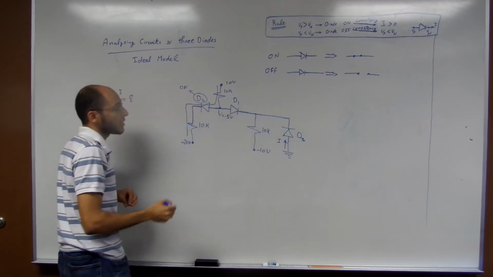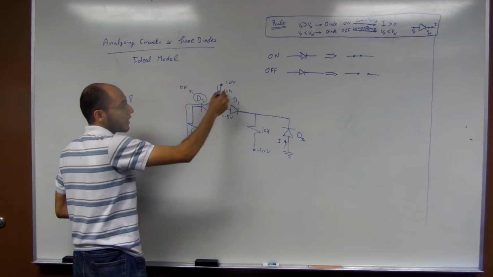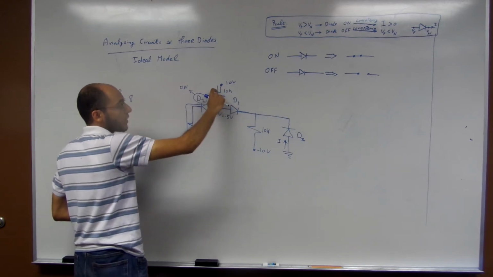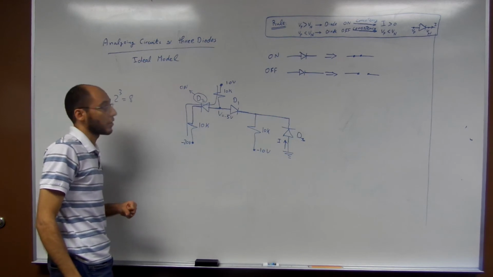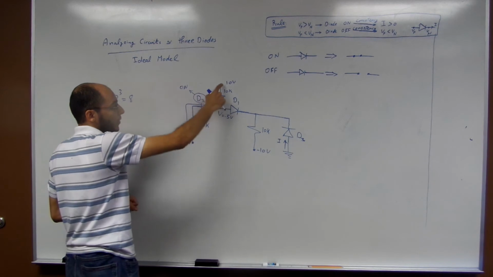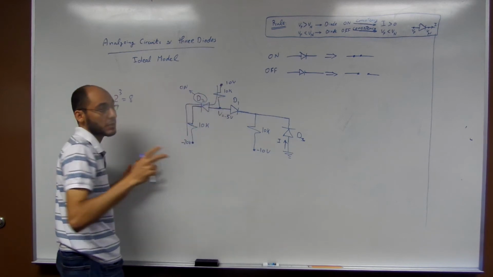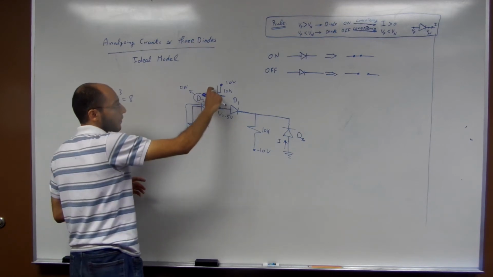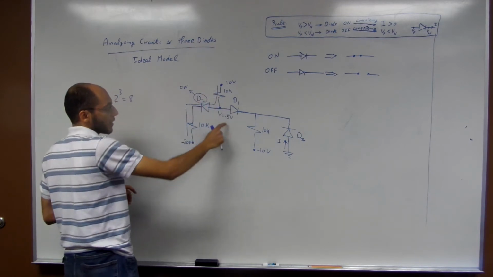Why? Because the 10K is going to have pretty much a value of the voltage the same as the value that this is going to take. So the voltage, the 10 and the negative 20, that's 30 volts of potential difference. 15 here and 15 here, so that's negative 5.